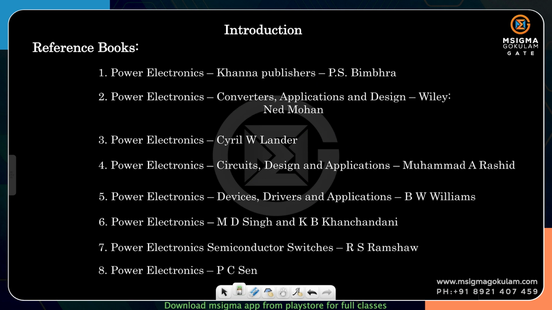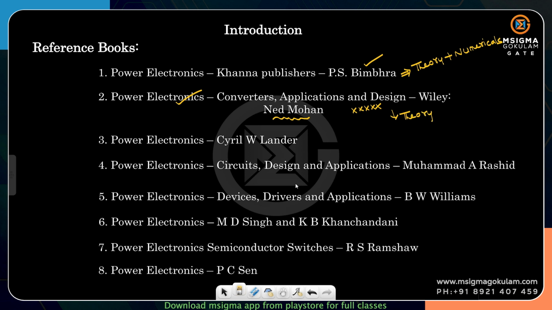Then finally, what are the reference books in power electronics? Many books are there, students, but from my point of view the first preference is Power Electronics by P.S. Bimbhra. Except for one or two topics where some mistakes are there, it is a very good book for both theory and numericals. To practice questions from standard textbooks, practice from Bimbhra. The next one is Power Electronics by Ned Mohan. This is also an important book, for both theory and numericals.